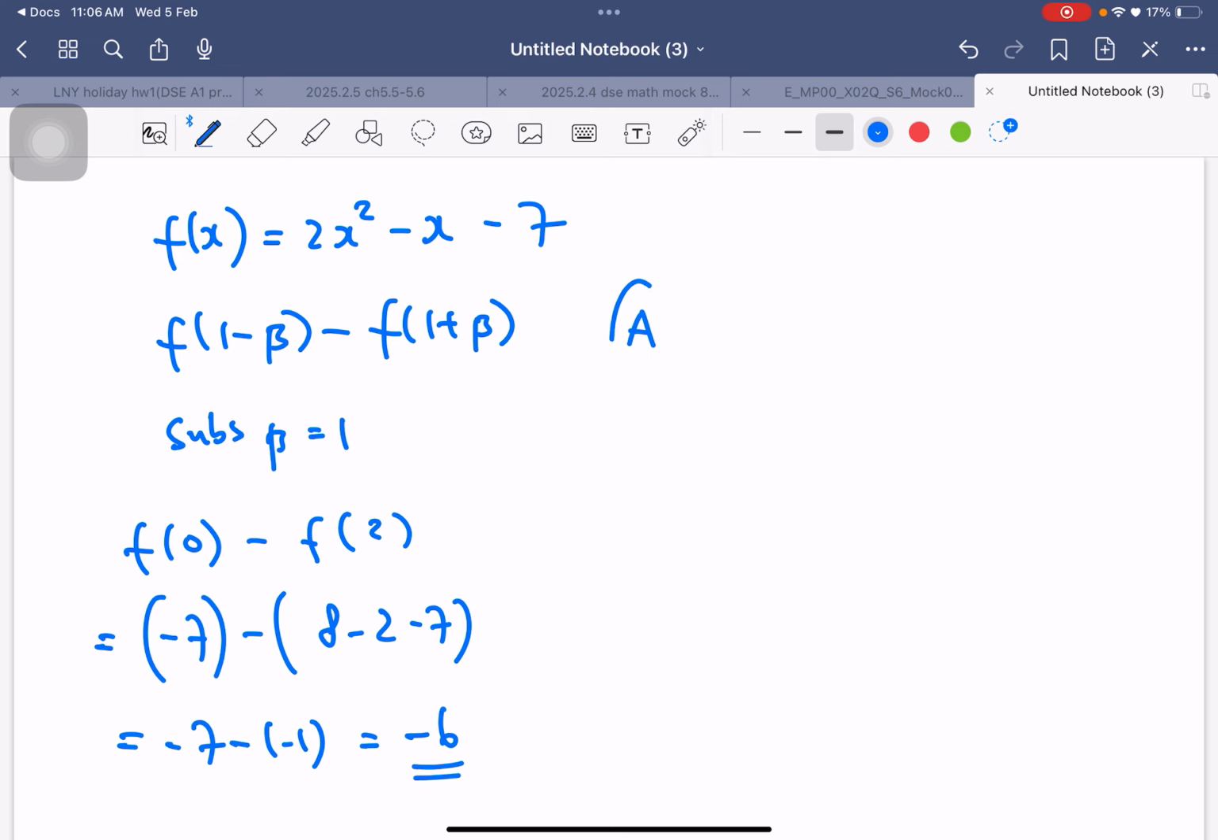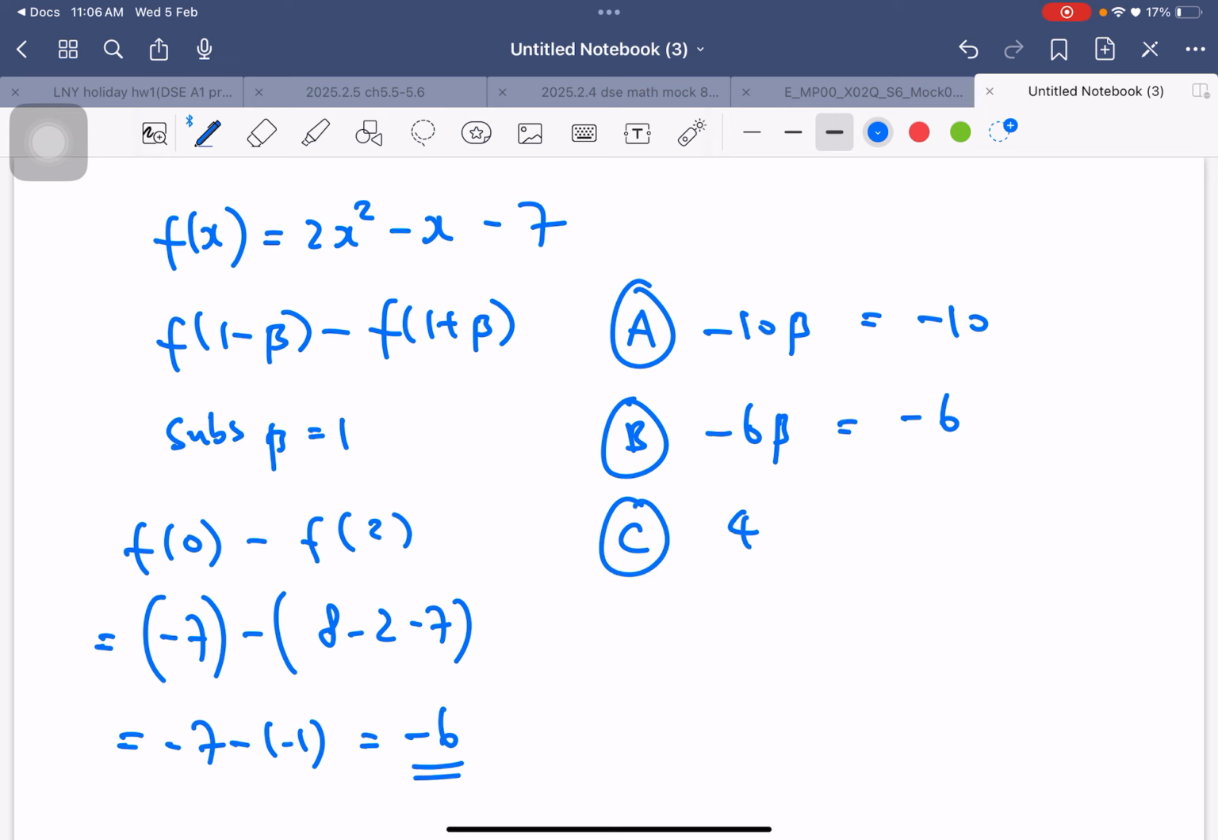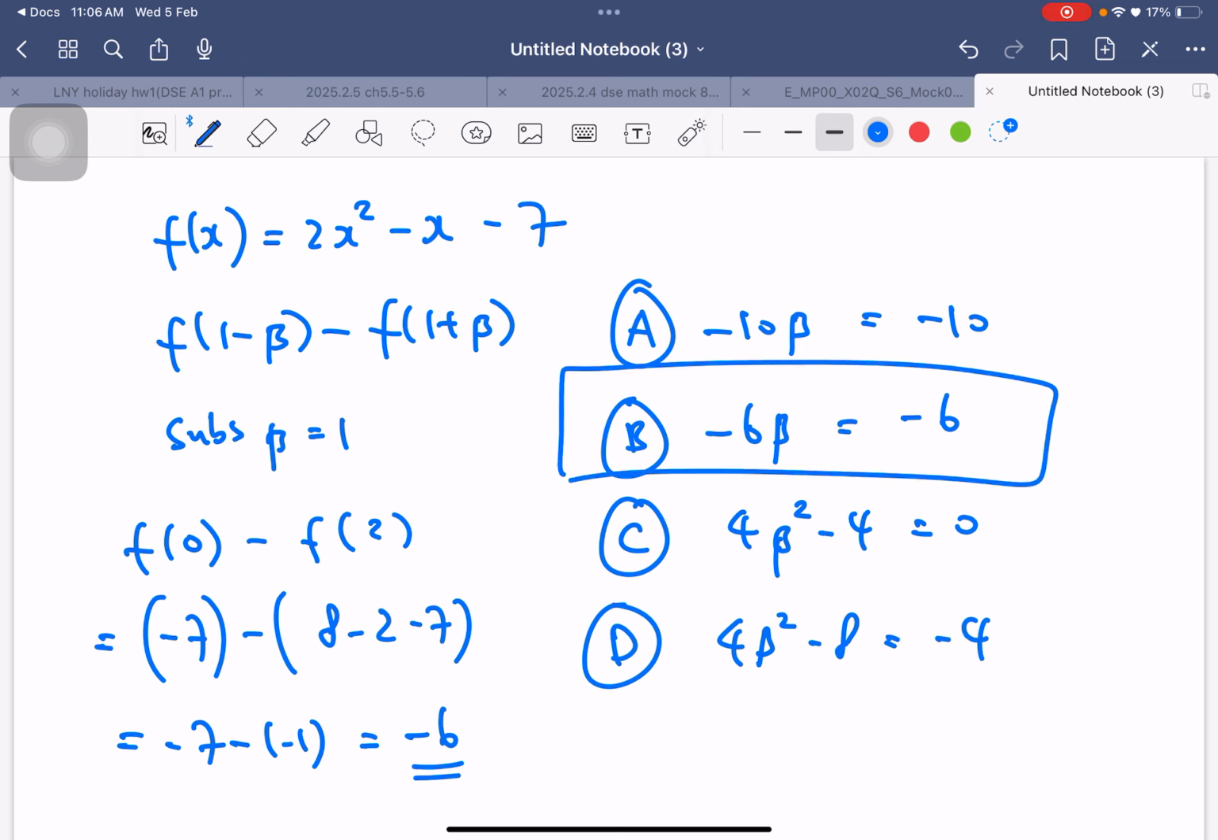Then for A, the answer A is −10β. So you substitute β equal to 1, it is −10. Then B, you have −6β giving you the answer −6. For C, we have 4β² − 4, so giving you 0. And for D, we have 4β² − 8, giving you −4. So the answer must be B.